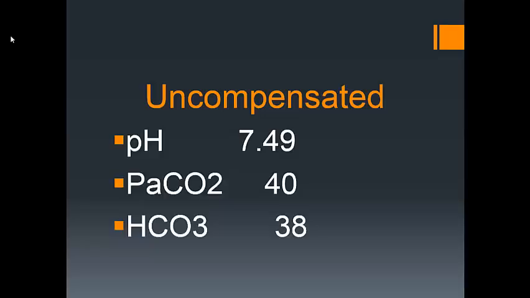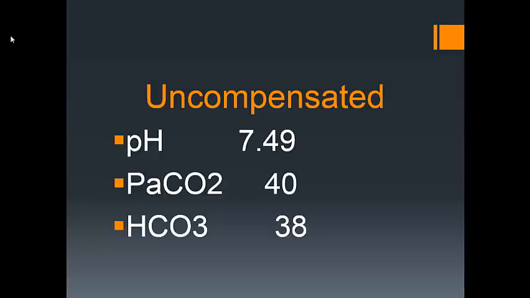Let's look at an uncompensated ABG. Let's look at the pH. It's 7.49. It is definitely alkalotic and not within the normal range. Our PaCO2 is 40, and that is perfectly normal. It falls in the 35 to 45 normal range. Our bicarbonate is 38, which we know is high and falls in the alkalotic. The bicarbonate matches the pH in alkalosis. They're both alkalosis. It's metabolic alkalosis.